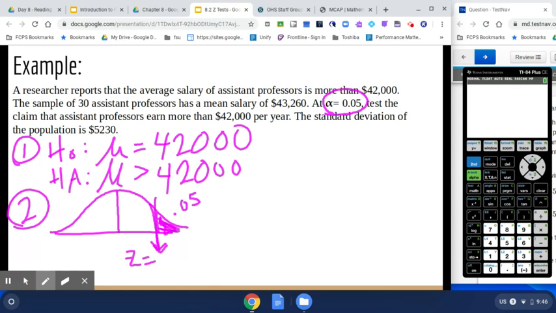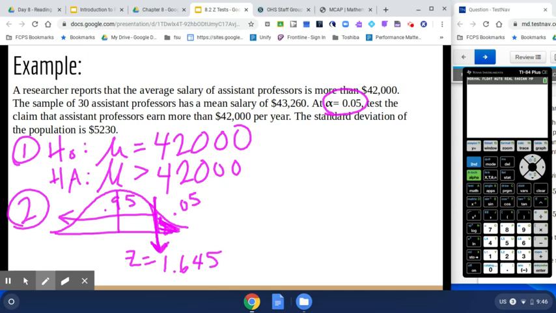So we could look at the positive z chart and look up the left shaded region of 0.95, the closest we can get to that. Or you could actually look at the negative z chart and look up 5% on the negative z chart. But we should know that this value is going to be positive because it's on the right side. So take a look at that positive z chart or your negative z chart and find that critical value. That's a familiar number, 1.645.